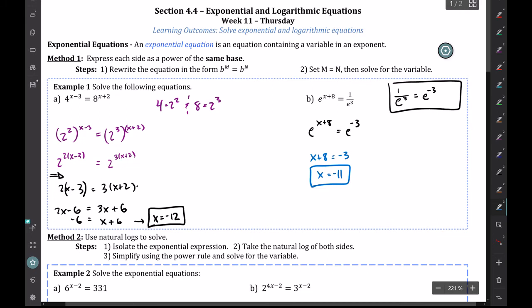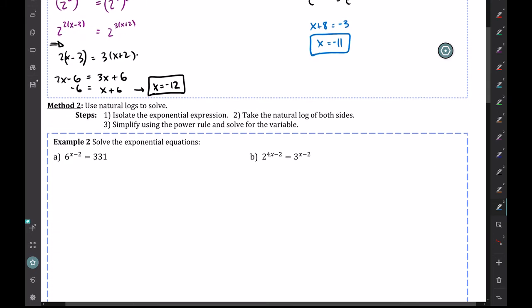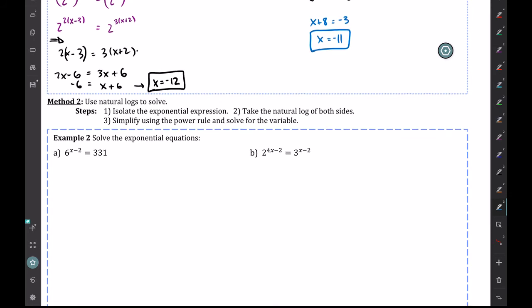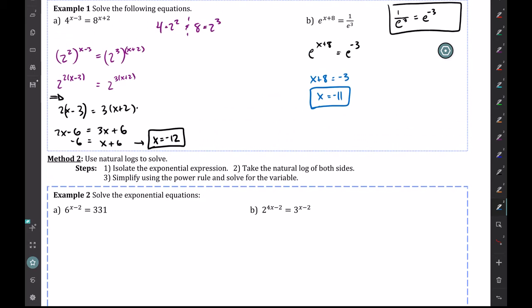Okay, perfect. Now in method 2, you want to use natural logs to solve the equation. This is a better method because it's more general. It will work more often. The first method is nice because if you have the same base, then you don't have to bust out your calculator. You can just set the exponents equal to each other.